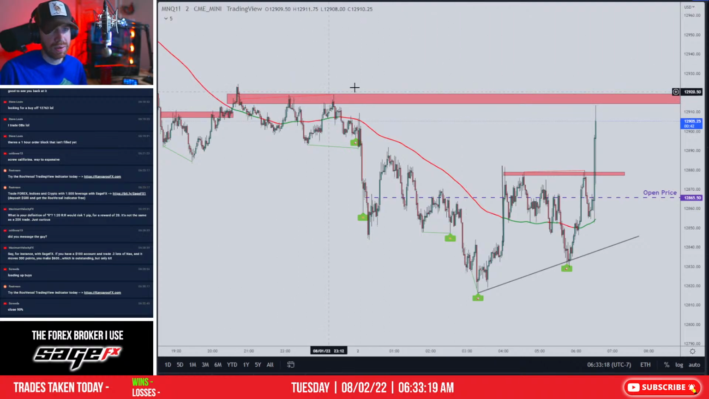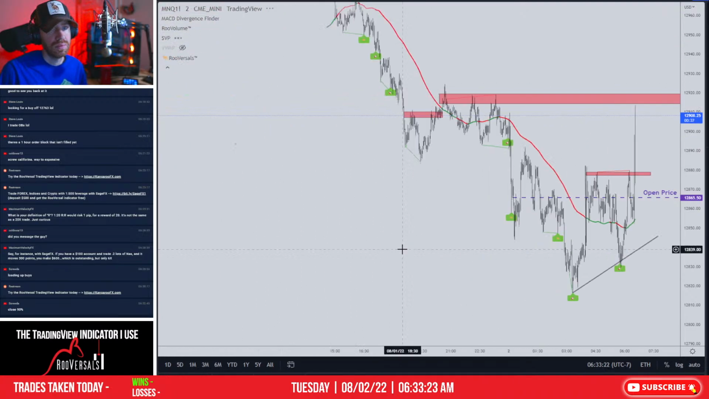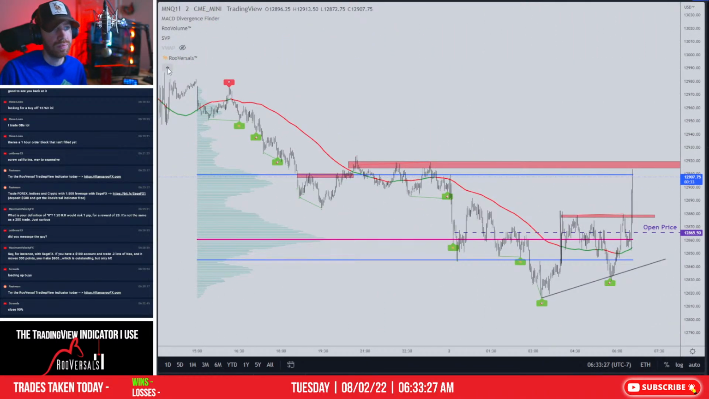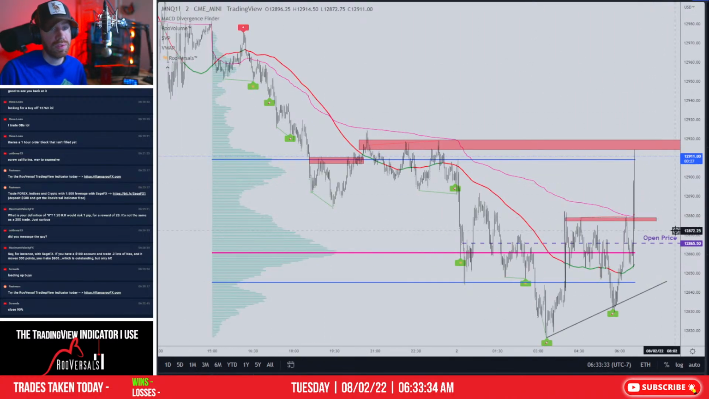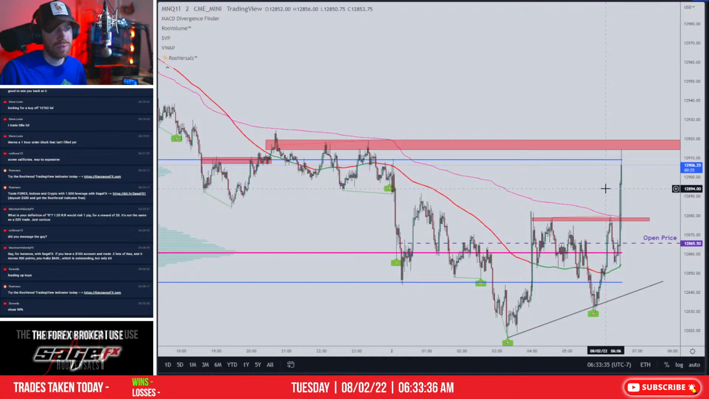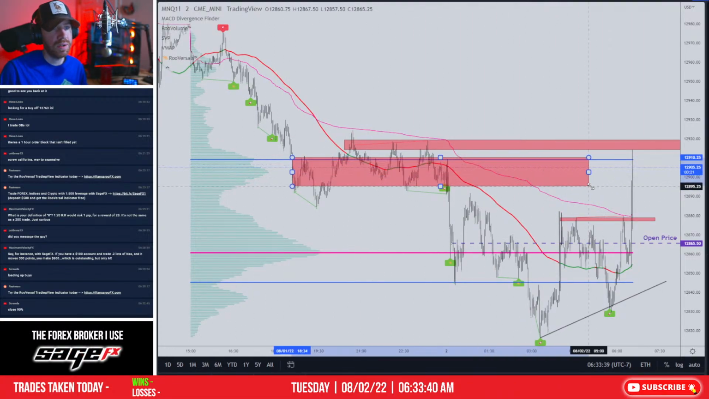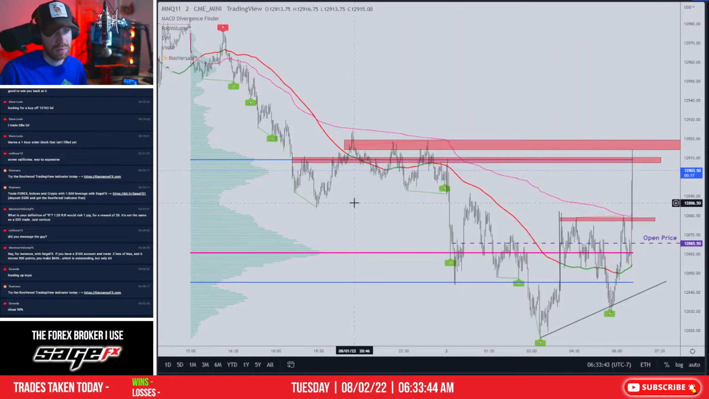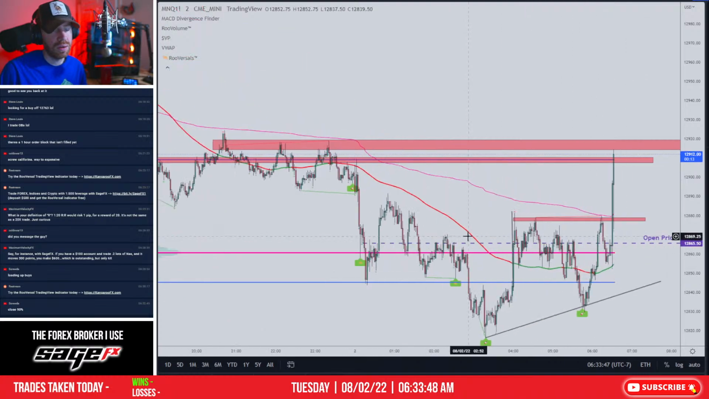What's gonna happen right here? Let's see where the volume's at now. Moving average crossover, VWAP crossover. A lot of volume here in this area. A lot of volume. But this is a pretty good support zone down here.